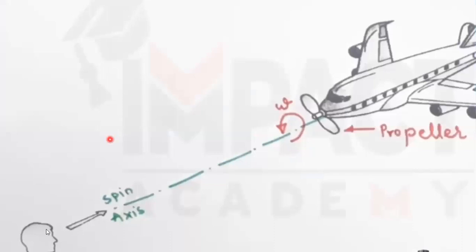So this is the viewer, and we are seeing the aeroplane from the front end. So just imagine here the rotor or propeller. This is the propeller which is rotating. Just imagine the propeller is rotating in an anti-clockwise direction, and we are viewing the aeroplane from the front end.